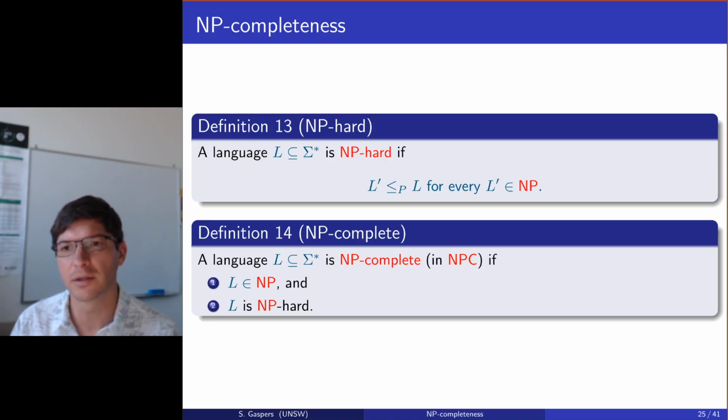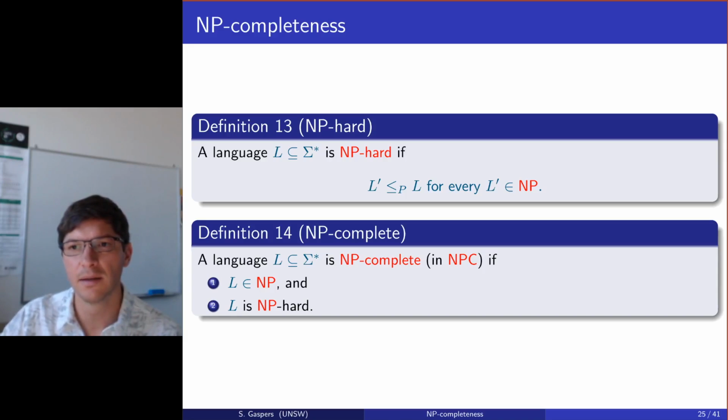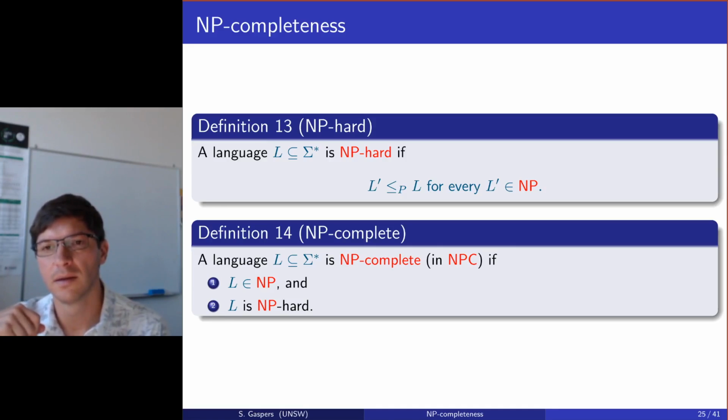And so this means that L is at least as hard as any language in NP because of this polynomial time reduction. So if we had a solver for L, then using the polynomial time reduction, we could also solve L prime using the reduction together with the solver. Okay, so L is at least as hard as any language in NP.